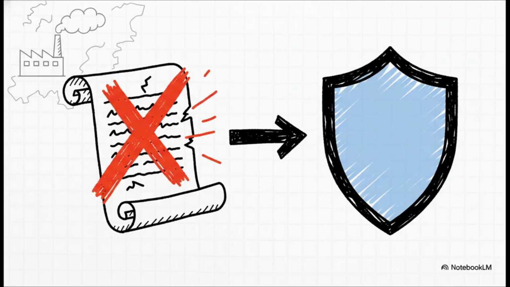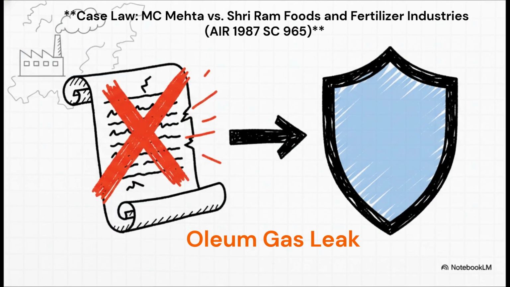But the legal groundwork for this was really laid in the MC Mehta case, which came after an oleum gas leak in Delhi. It was here that the Supreme Court of India flat out said that the Old English rule from the 1800s was just not good enough for modern, industrializing India. They officially pioneered a new, much stricter rule: absolute liability. They declared that industries involved in hazardous activities are completely liable for any accidents, with zero exceptions.